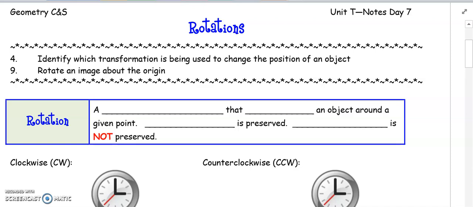Mrs. Delzati here. Today we're taking a look at our transformation unit, Notes Day 7. We're going to be talking about rotations. So first of all, what a rotation is.